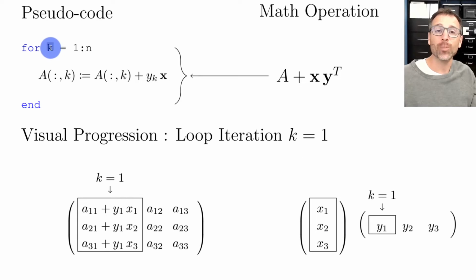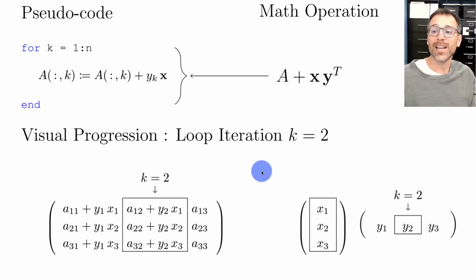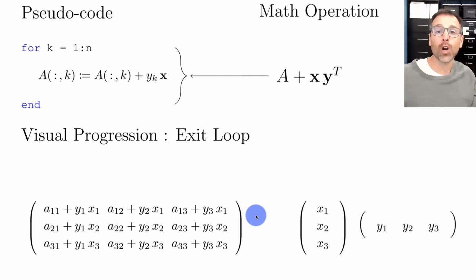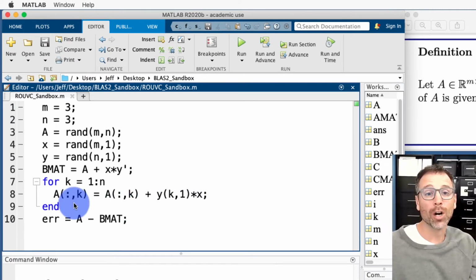So we set the loop index equal to 1, which means that we start with the first column. The first column of the outer product is going to be the first column of A plus y1 times the entire vector x, and that's exactly what we see here. Then we update our loop index. So now we go to the second column of A. We add that to y2 times the vector x. Then we go to the third column and add the third column of A with y3 times the entire vector x. After we've completed our loops, we exit, and the matrix A now stores the rank 1 update that we wanted to calculate.